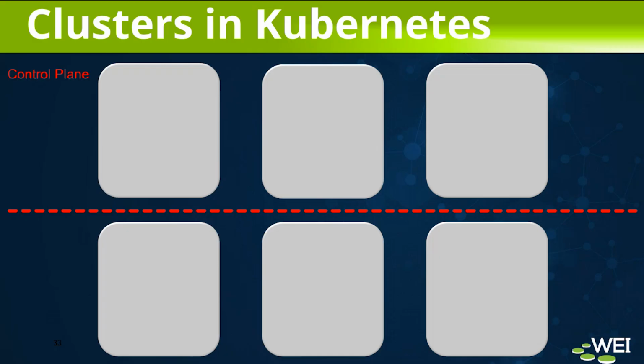Now, in a Kubernetes cluster, there are two distinct categories of nodes. You have your control plane that will handle the management and maintenance of your cluster, and the worker nodes that will actually host and run your containers. Now, in the control plane, there are four key components deployed by Kubernetes that allow for container orchestration and management.